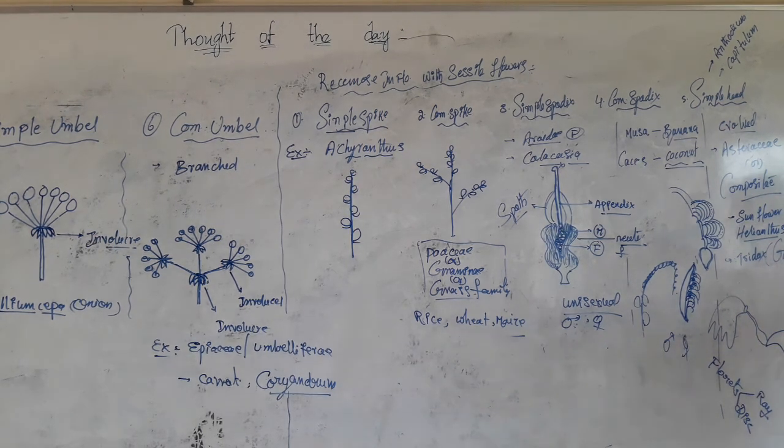Some flowers are present on the margin of the receptacle. Margin means the peripheral region. The florets present in the margin, the peripheral part of the receptacle, are considered ray florets. So this is a ray floret. These ray florets are unisexual female flowers.